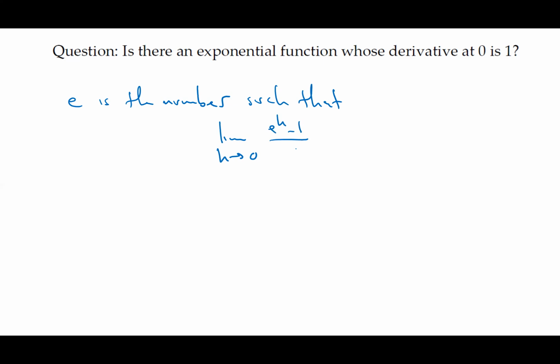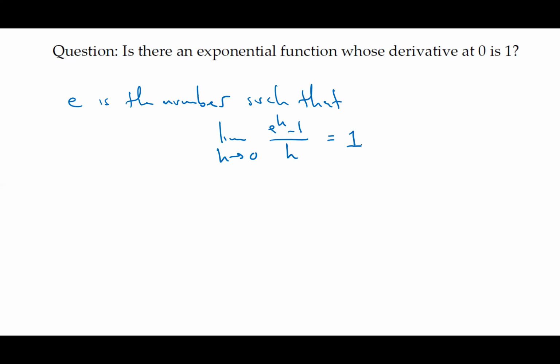In fact, it's a very fascinating number with its own very rich history. It's actually Euler's number. e is the number such that the limit as h approaches 0 of e to the h minus 1 all over h equals 1.